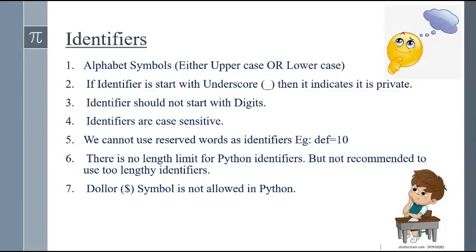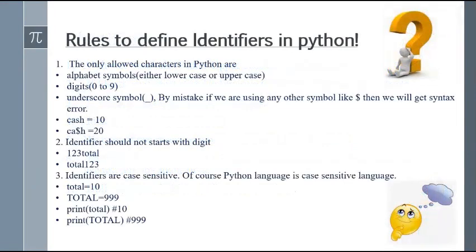Coming to the next slide, the rules to define identifiers in Python. These are the rules by which you can easily identify whether it is an identifier or a keyword. The only allowed characters in Python are alphabet symbols, either lowercase or uppercase, then digits 0 to 9, and underscore. By mistake, if we use any other symbol like a dollar, then we will get a syntax error.